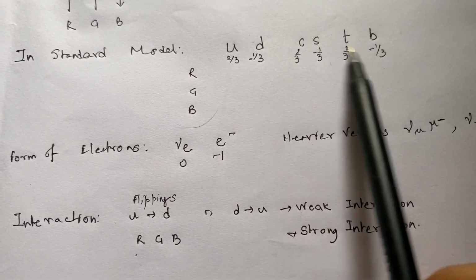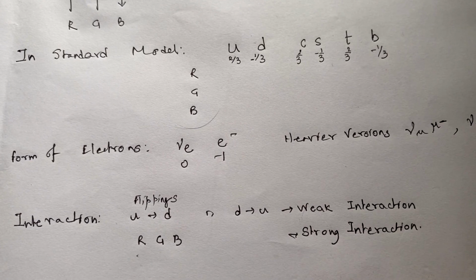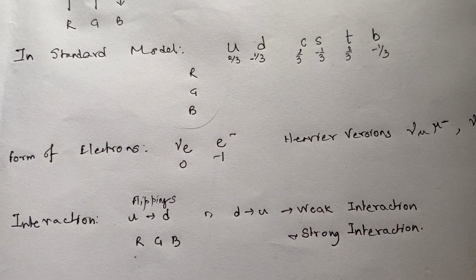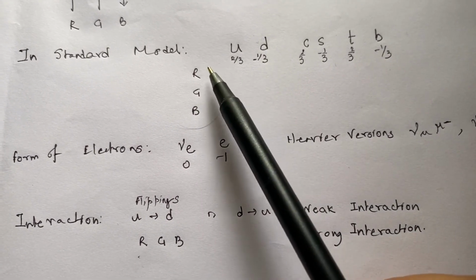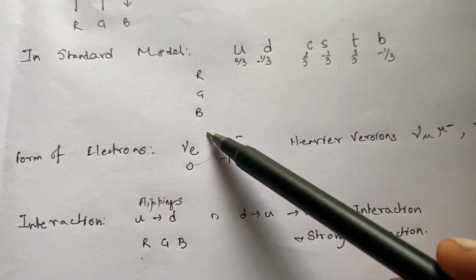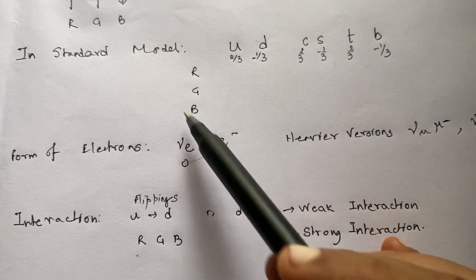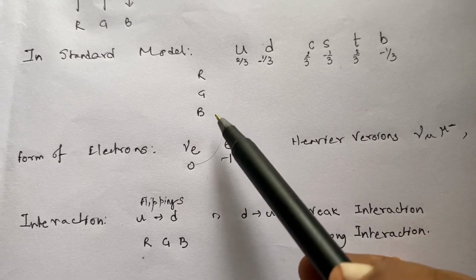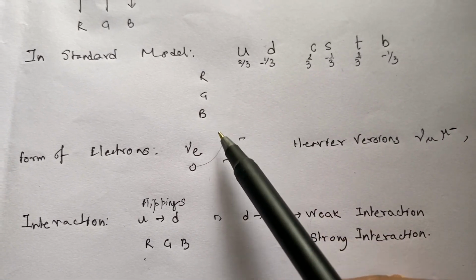Now these quarks have different color quantum numbers, different combinations of red, green and blue, and the strong interaction arises due to these RGB quarks.